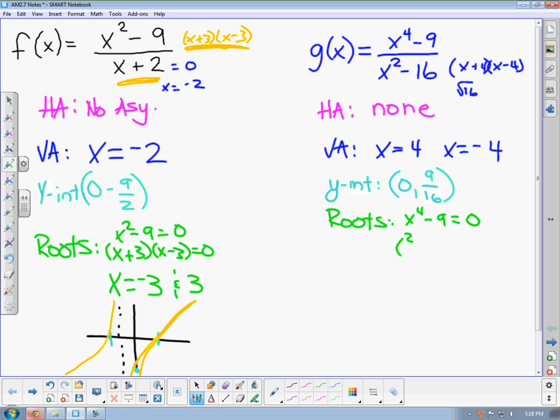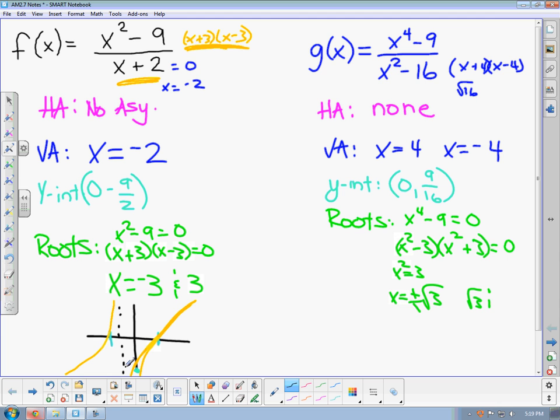And then you can factor it to x squared minus 3 and x squared plus 3. And if you try to factor that, you can't, but if you move the 3 to the other side, you're going to get x squared equals 3. So then x equals plus and minus the square root of 3. And here those would be the square root of 3i because they're imaginary.